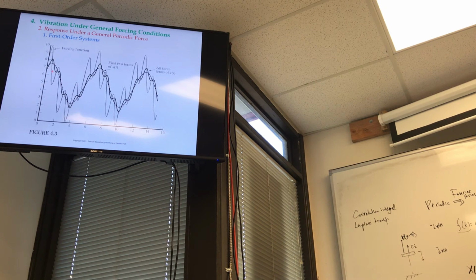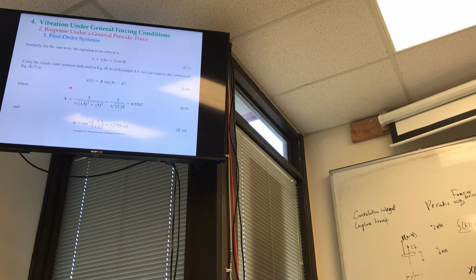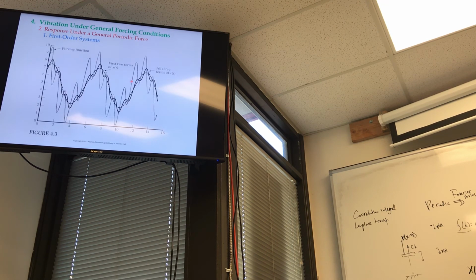In fact, here is a graph that shows the forcing function. See this forcing function here in the dotted line? This is that forcing function that is equal to, what is it equal to? It's the sum of 7.5 plus 4.5 cosine t plus 3 sine 5t. If you plot that, that's what you get. You get that dotted line right here. That means it's the forcing function.